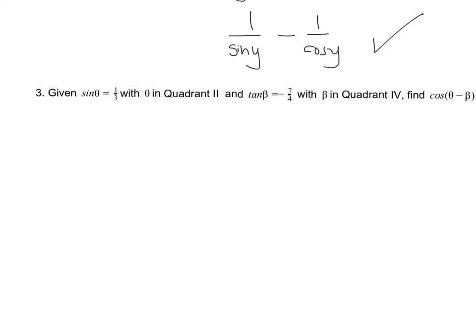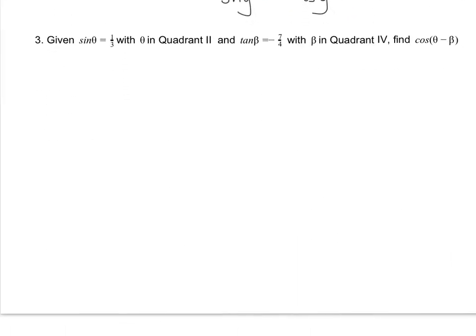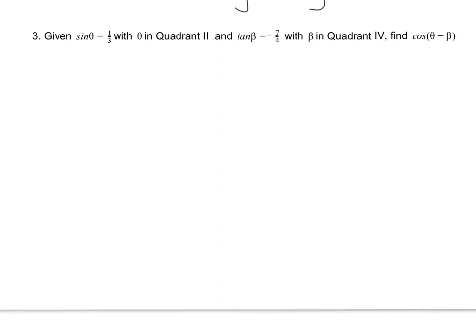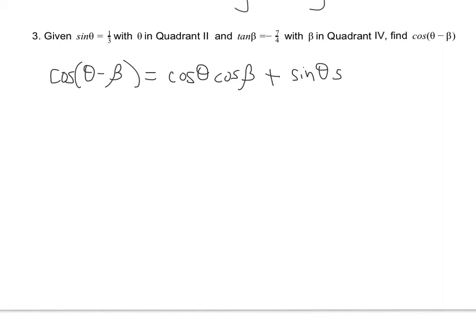Now number 3 says, given sine of theta equals 1/3 with theta in quadrant 2, and tan beta with beta in quadrant 4, find cosine of theta minus beta. If I look at my formula sheet, I do have a formula for the cosine of two angles subtracted. The cosine of theta minus beta is equal to cosine theta cosine beta plus, it's the opposite sign, sine theta sine beta.